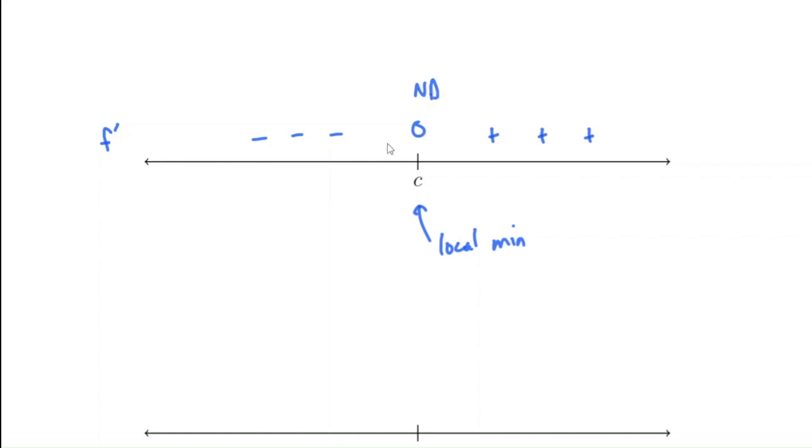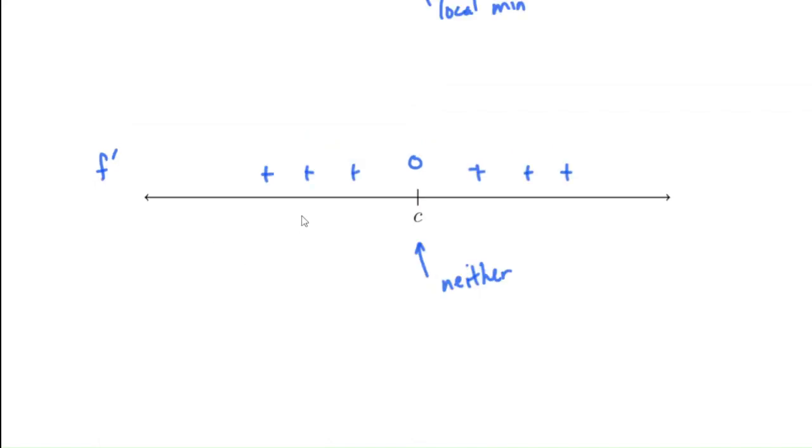Now, when we say not defined, we don't mean that the original function is not defined at c. In fact, c has to be in the domain of the original function. f has to be defined at c in order to be a critical number. But what we mean is that the derivative, f prime, is not defined at c.